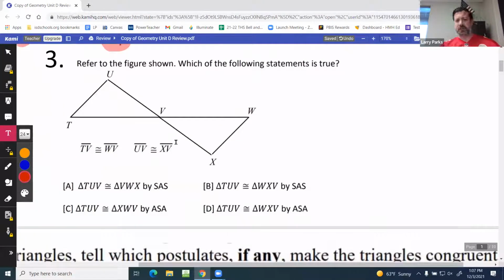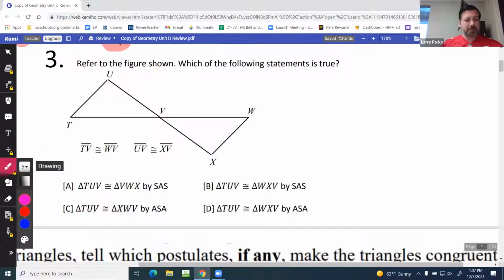Refer to the figure shown. Which of the following statements is true? Notice that these statements are included for us to know. So what I would do is label the triangle. They say TV. Where's TV at? I don't see a TV. They say that TV is congruent to WV.